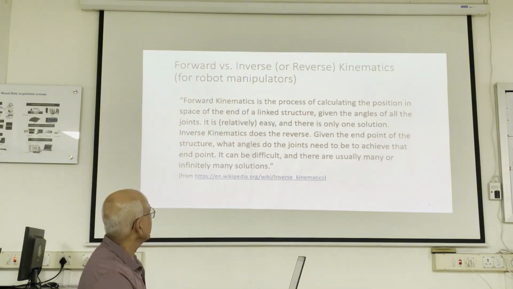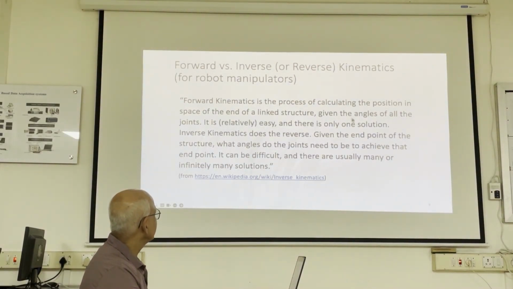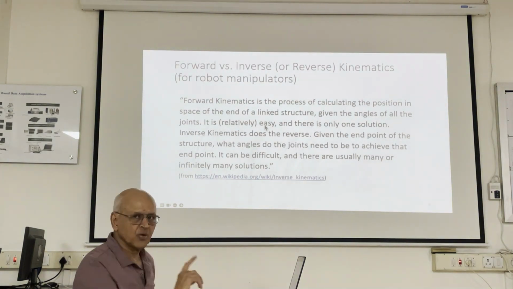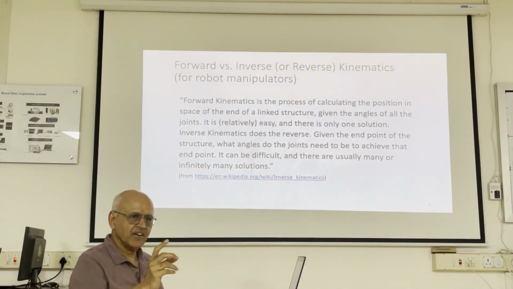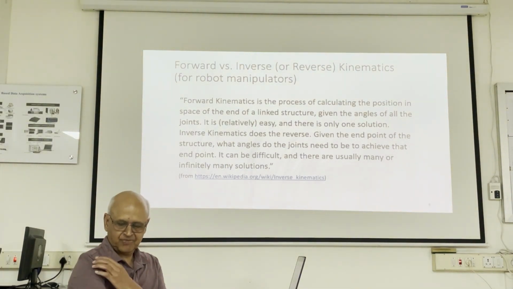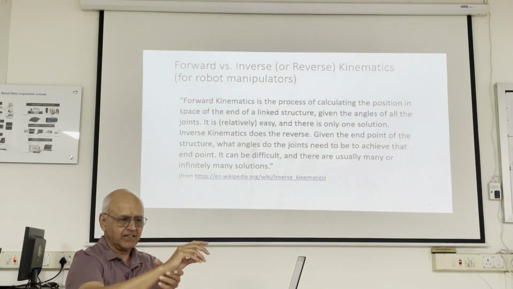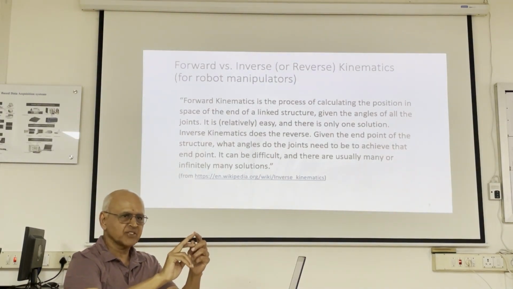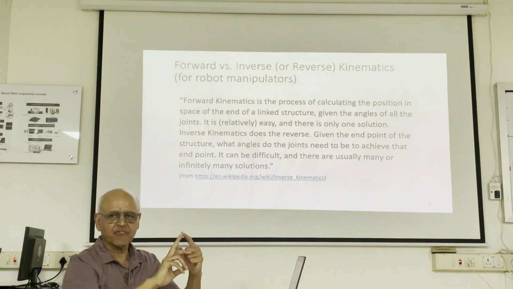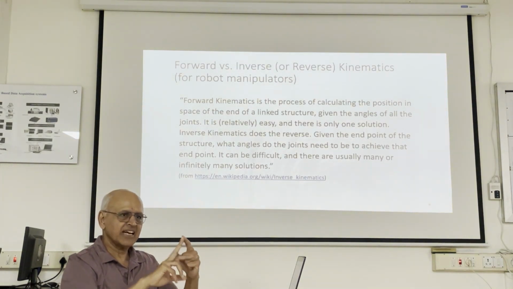Okay, we don't need to go through this again because we've already seen it. Well, maybe we do. Sorry, this is for robot manipulators. Let's go through it. Forward kinematics is the process of calculating the position in space of the end of a link structure given the angles of all the joints. It is relatively easy and there's only one solution. If I tell you this shoulder joint is at this angle, and this angle, anybody can figure out there's only one solution of where the tip of my middle finger is. So that's called forward kinematics.